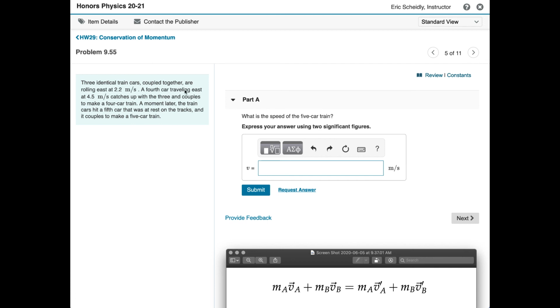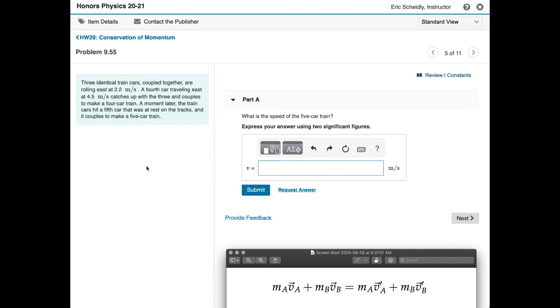I have another car traveling in. It has a mass of m and is moving at 4.5 meters per second. So here I'm going to put m times 4.5 meters per second. That is equal to, they collide and stick together. So it's going to be 3 plus a 4th is going to be 4m multiplied by their mutual velocity.